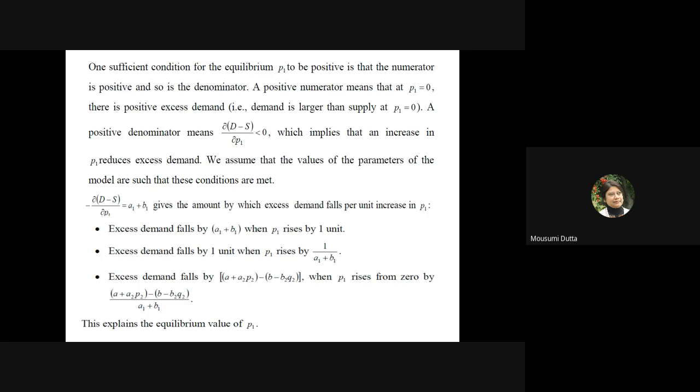So one sufficient condition for the equilibrium price to be positive is that the numerator is positive as well as the denominator is positive. A positive numerator means at P1 equal to 0, there is positive excess demand. If I consider the horizontal axis and look at the demand and supply curve, definitely we should have a position where demand is greater than supply. D minus S is positive.